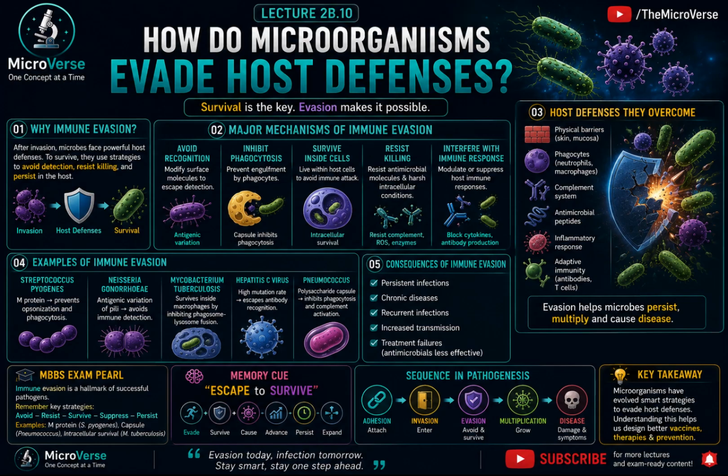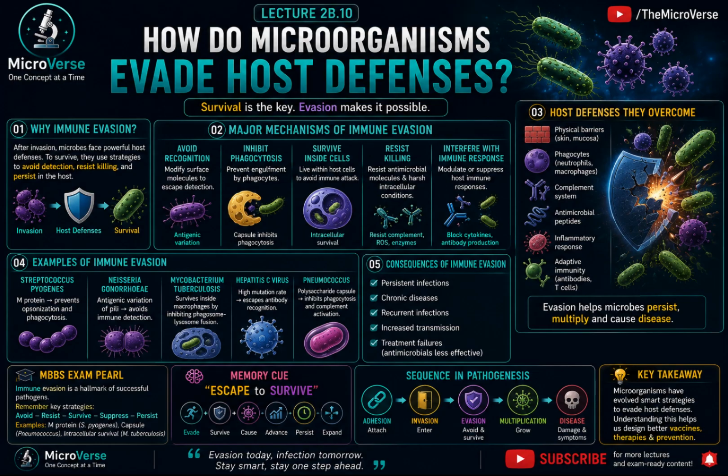The first strategy is to make recognition more difficult. The immune system needs to recognize microbial structures before it can respond effectively. Some microorganisms can alter their surface molecules or vary their antigens, making recognition by pre-existing antibodies more difficult. This phenomenon is known as antigenic variation. A classical example is Neisseria gonorrhoeae, which can undergo antigenic variation of its pili. So the microorganism essentially changes the molecular features that the immune system is trying to recognize.